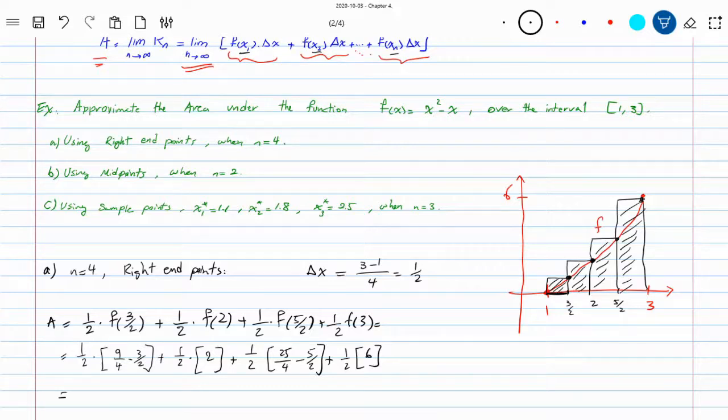Okay, so if you add all these numbers up, you'll get an approximation. So I'm going to try to do it as fast as I can. 9/4 and 25/4. That is 34 divided by 4. That's 17/2. 17/2 minus 8/2. 8/2 is 4, so here you will have 2 plus 6, so 4. 17/2 plus 4. I skipped some steps, I try to calculate this faster than I can.